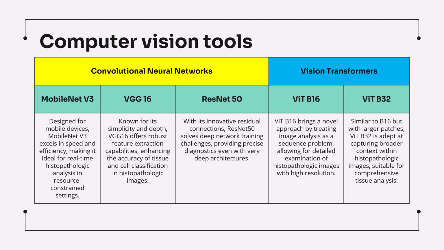For the vision transformers, the ViT B16 is a novel approach that treats image analysis as a sequence problem, allowing for detailed examination of histopathologic images with high resolution. Vision Transformer B32 is similar to B16 but with larger patches. It's able to capture broader context within histopathologic images, suitable for comprehensive tissue analysis.